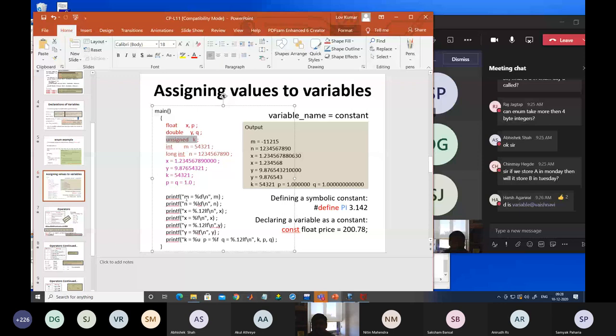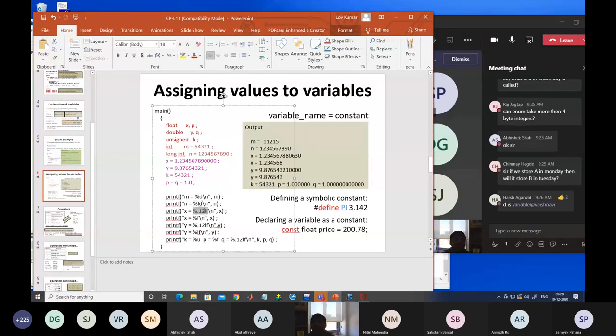Okay. And these are the print that we will discuss. When we will discuss the printf function, at that time we will discuss how to print the integer value. So you have to write percent d. If you are going to print the long integer value, you have to write percent ld. If you are going to print the long long integer value, then you have to write percent lld. So that we will discuss during the printf function. This is called the format specifier, meaning what value you are going to print.